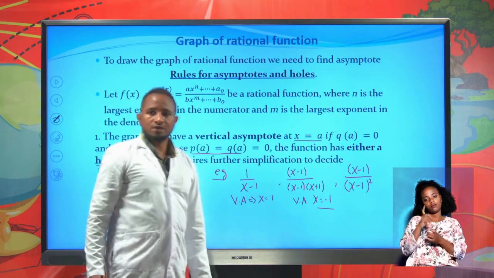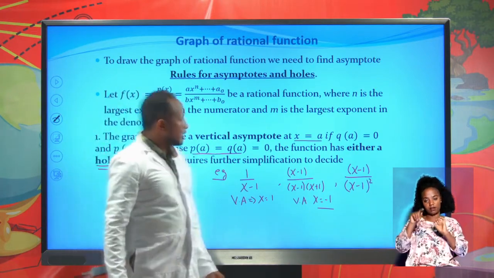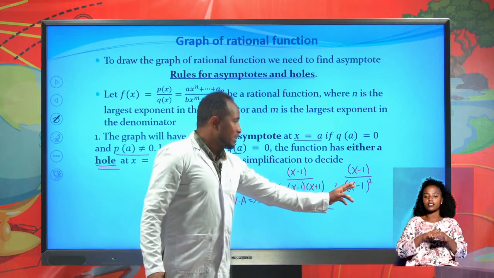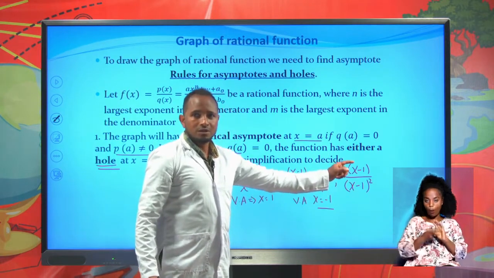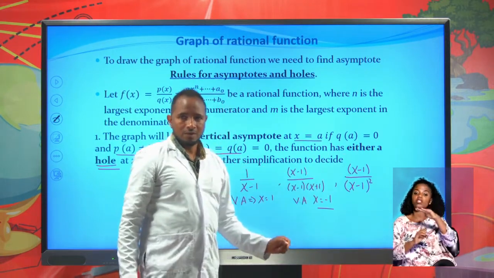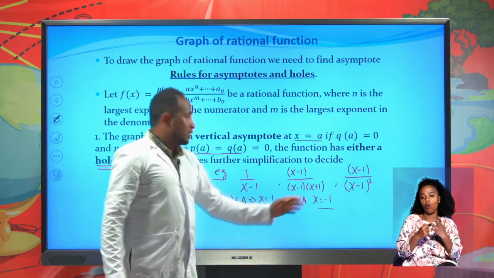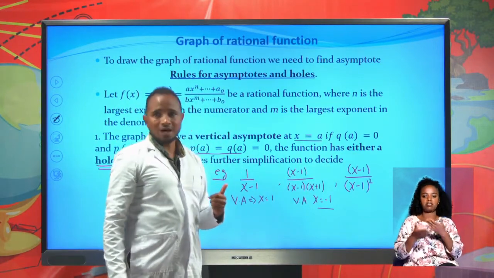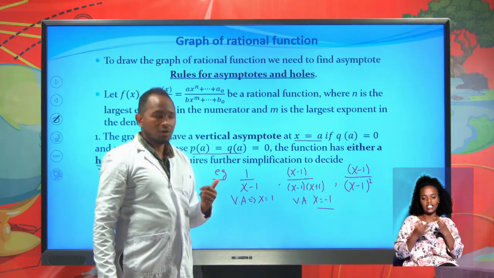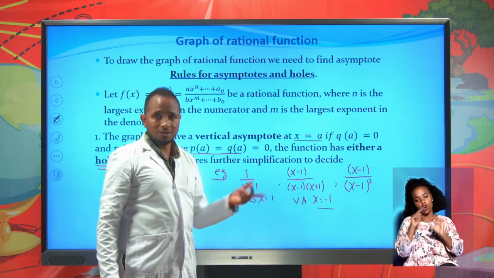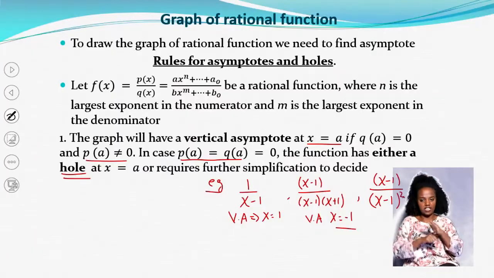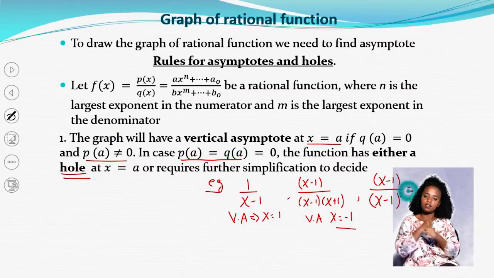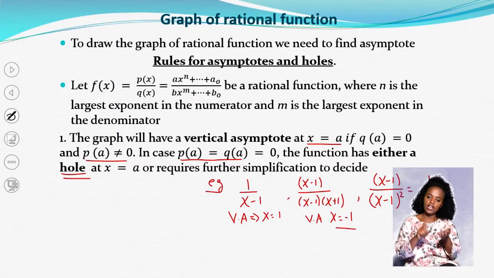x minus 1 over x minus 1 squared. In this case, x equals 1 makes both the numerator and denominator 0. But this can be further simplified. So we decide whether it has a vertical asymptote or a hole at this point by further simplification. Simplifying further, you have 1 over x minus 1.